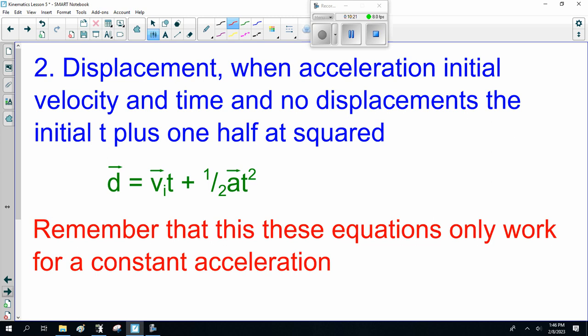Now, displacement when acceleration, initial velocity, and time. Sorry, that's another typo. God bless Microsoft. Displacement when acceleration, initial velocity, and time are known, and no v final. I'm sorry. To save time typing, I used voice to text, and I didn't read it as carefully as I could have. Anyway, remember that these equations only work for constant acceleration.